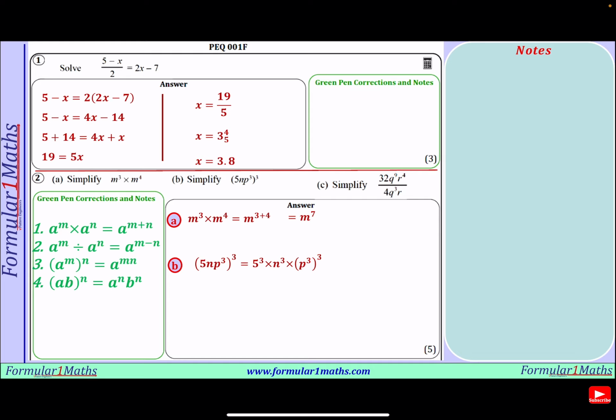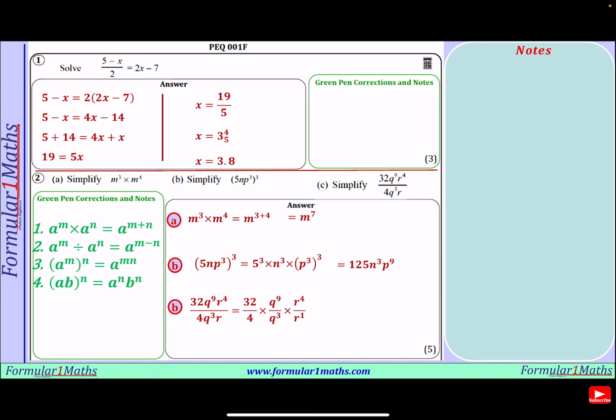For question 2b, we need to raise all the items in the brackets to the power 3. So 5 cubed is here, n cubed is there, and the p cubed must be cubed as well to get that. So for 5 cubed, we get 125, and n cubed will remain n cubed. And for this one here, we need to use rule number 3. And as you can see, we will have to multiply 3 by 3 to get p to the power 9. Our final answer will be this.